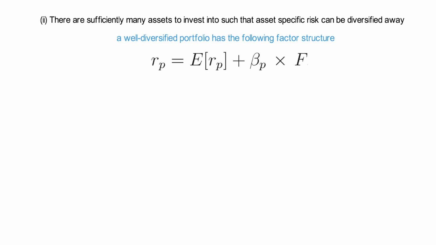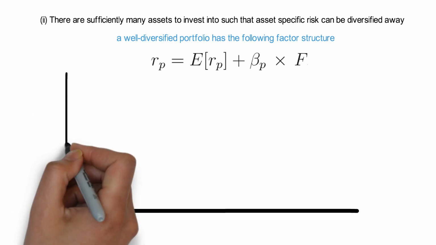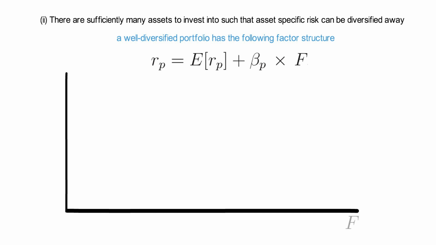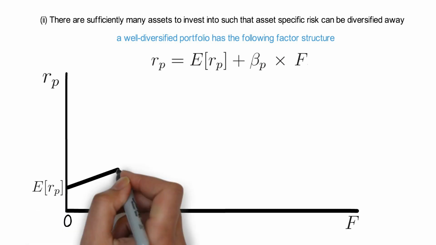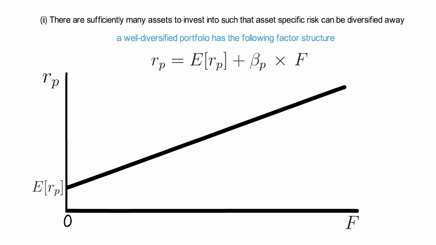Now let's visualize that with a graph. The x-axis displays the realized value of the factor f, whereas the y-axis displays the realized return of a well-diversified portfolio. If f was 0, the portfolio would earn its expected return. Now, as f deviates from its expectation, the realized return on the portfolio also deviates from its expectation. And the slope of the relationship is controlled by the asset's factor sensitivity.